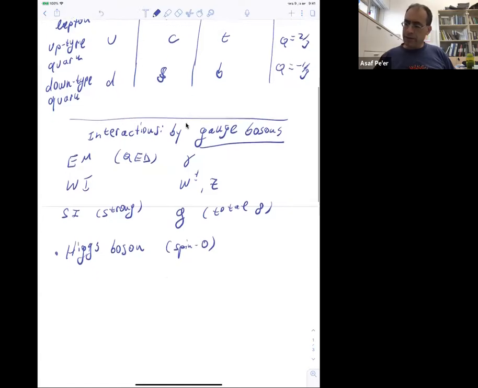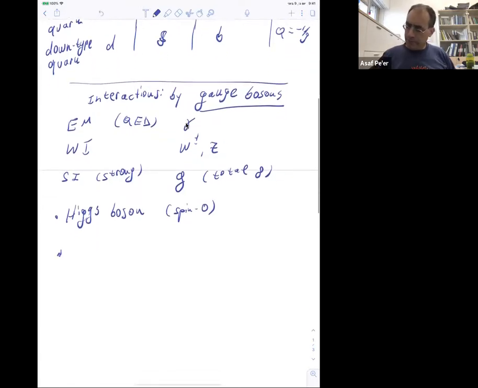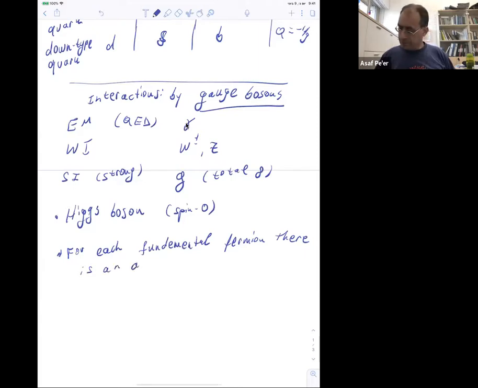Now, for each particle, there is an antiparticle. For each fundamental fermion, there is an antiparticle. This follows from the Dirac equation, which we will learn.